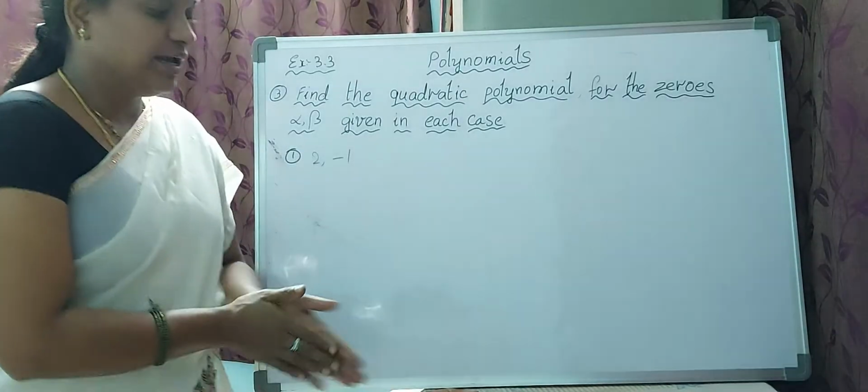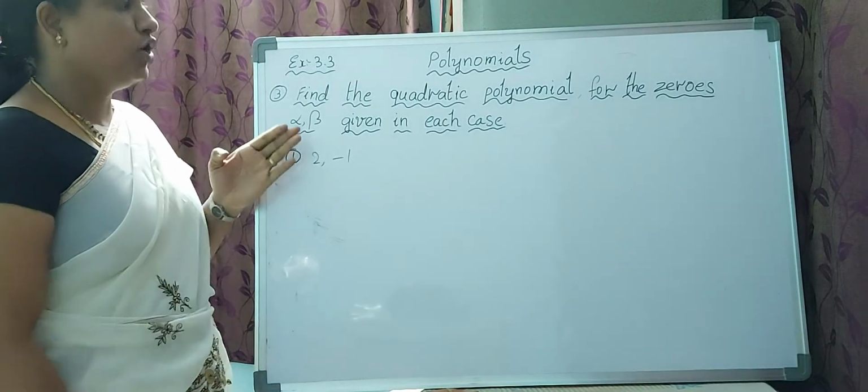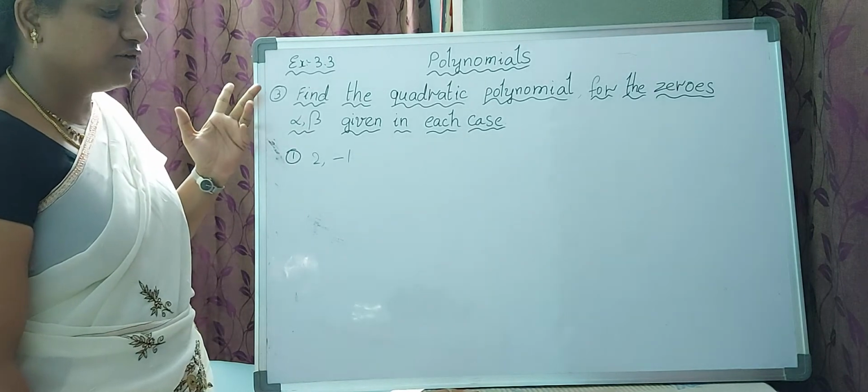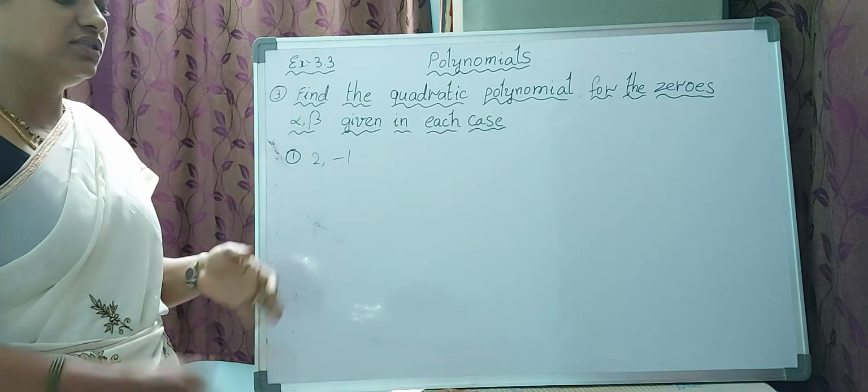Good evening, children. Yesterday we discussed polynomials, that is exercise 3.3. That is the second one we discussed. Today we are discussing the third one.